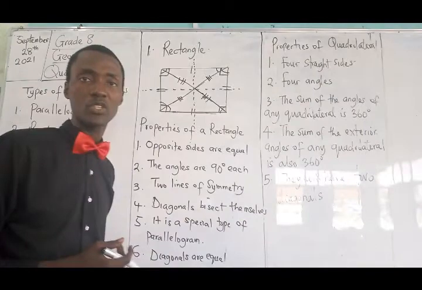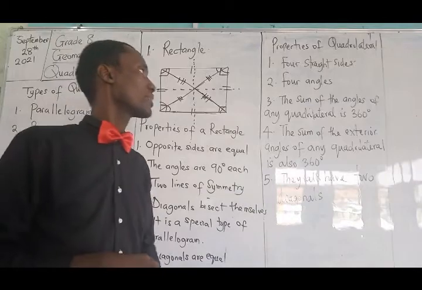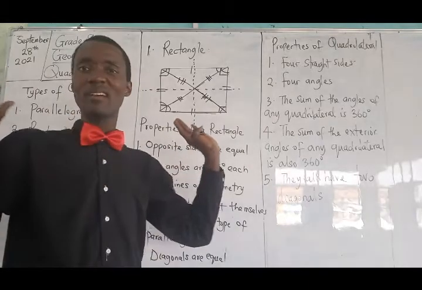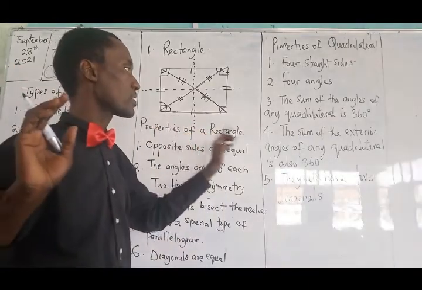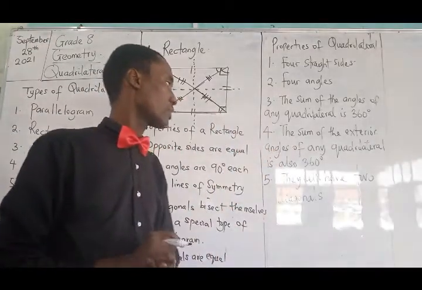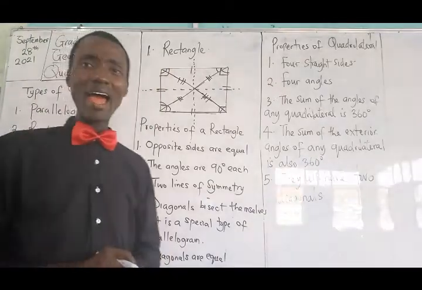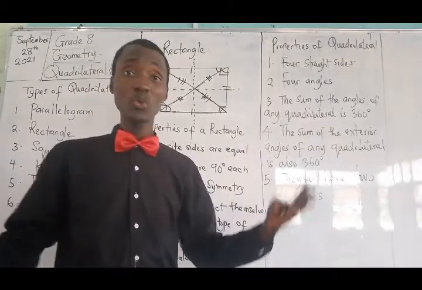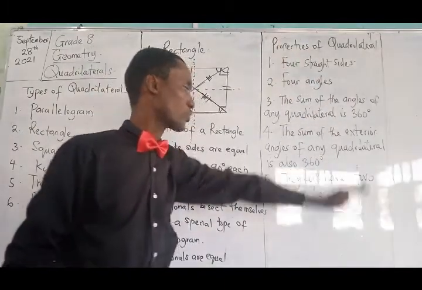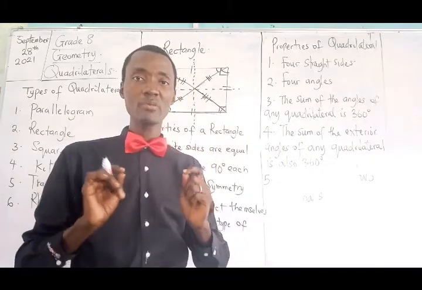So we try to go over the properties once again. Number 1, we said there are 4 straight sides. Number 2, we said that they have 4 angles. Number 3, the sum of the angles of any quadrilateral is 360 degrees. We have also said that the sum of the exterior angles of any quadrilateral is what? 360 degrees. We also said that they have what? 2 diagonals. The other properties you can figure out as you go deeper in studying quadrilaterals. But for now, we'll just restrict ourselves to the essential ones and the ones we can really remember now.